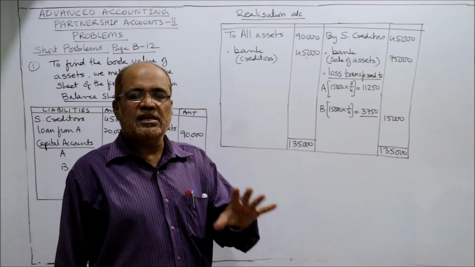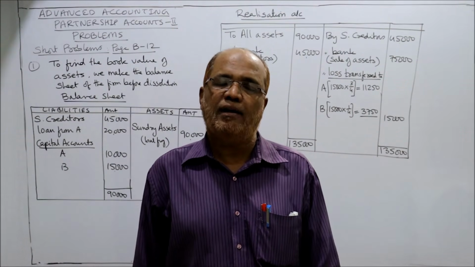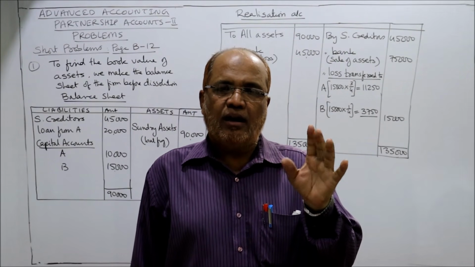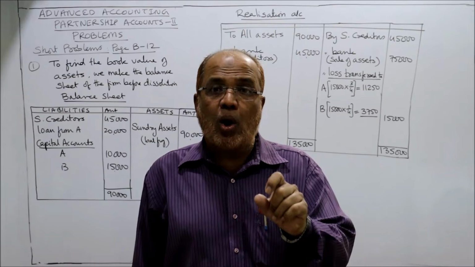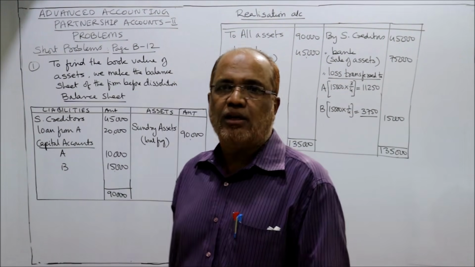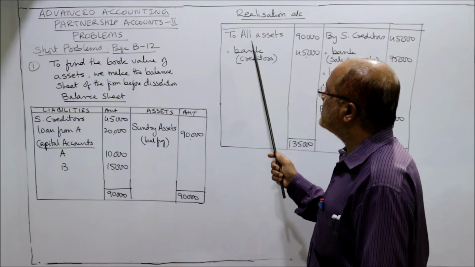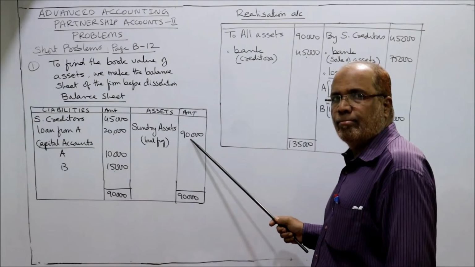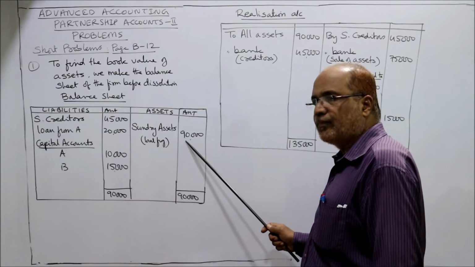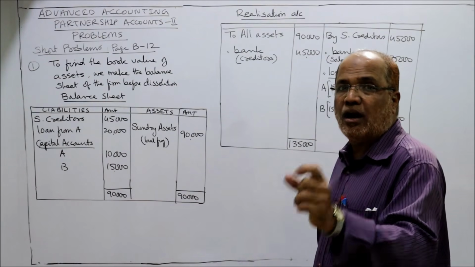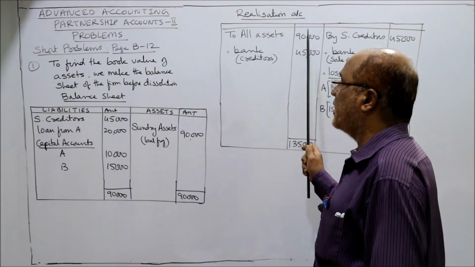While preparing this realization account, you must remember the entry. The first entry is realization account debit to all assets. So realization को debit करेंगे all assets. How much are the assets here? Sundry assets 90,000. By making this balance sheet, we come to know 90,000 is the book value of all assets.